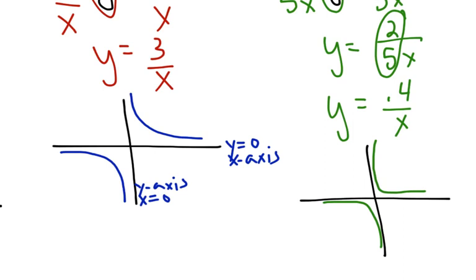And the asymptotes are still the x and y axes, because x cannot be 0, otherwise it's undefined. If x can't be 0, there's no y-intercept. Y can't be 0, because in order for y to equal 0, the numerator of that fraction would have to be 0. And the numerator is a constant, not a variable.